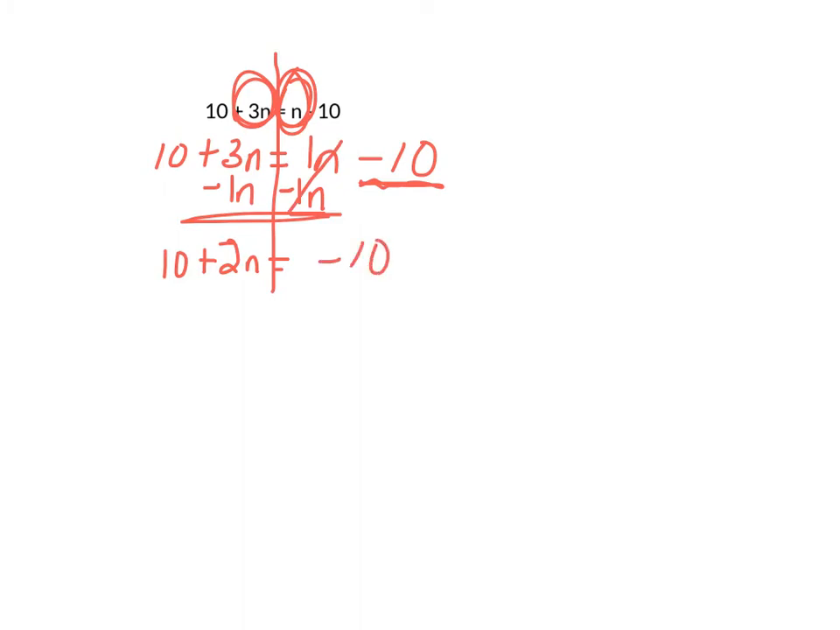And I have a negative 10. Again, that minus sign is turned into a negative sign. It's married to the 10. I can't just get rid of it. So our task is complete as far as getting the n's on one side of the equation. That's perfect. So now I'm going to remove this 10.